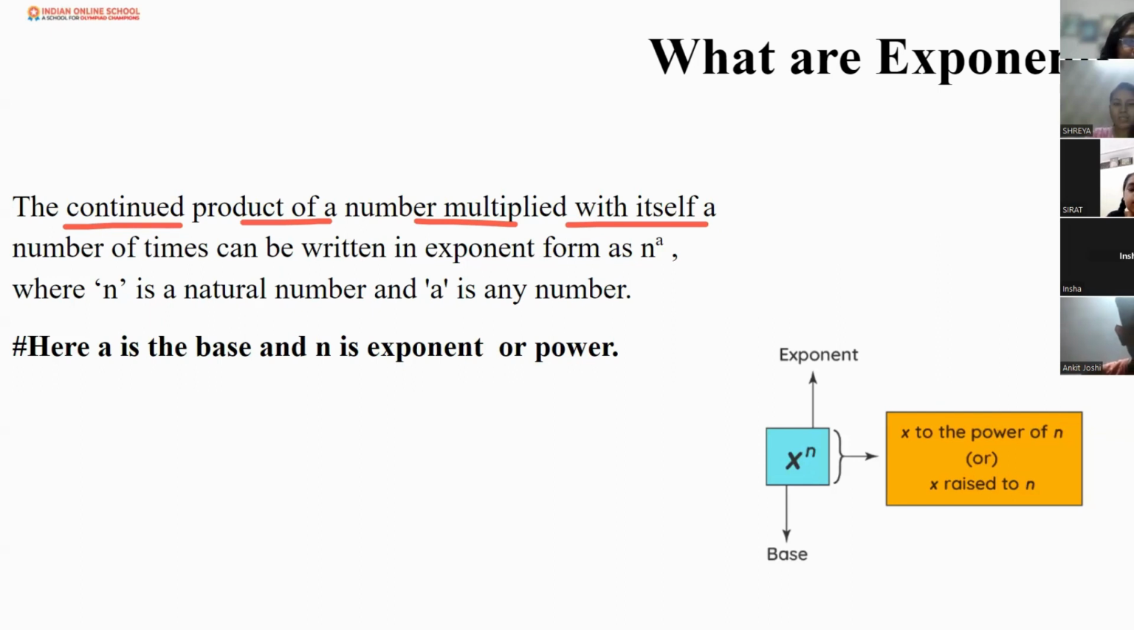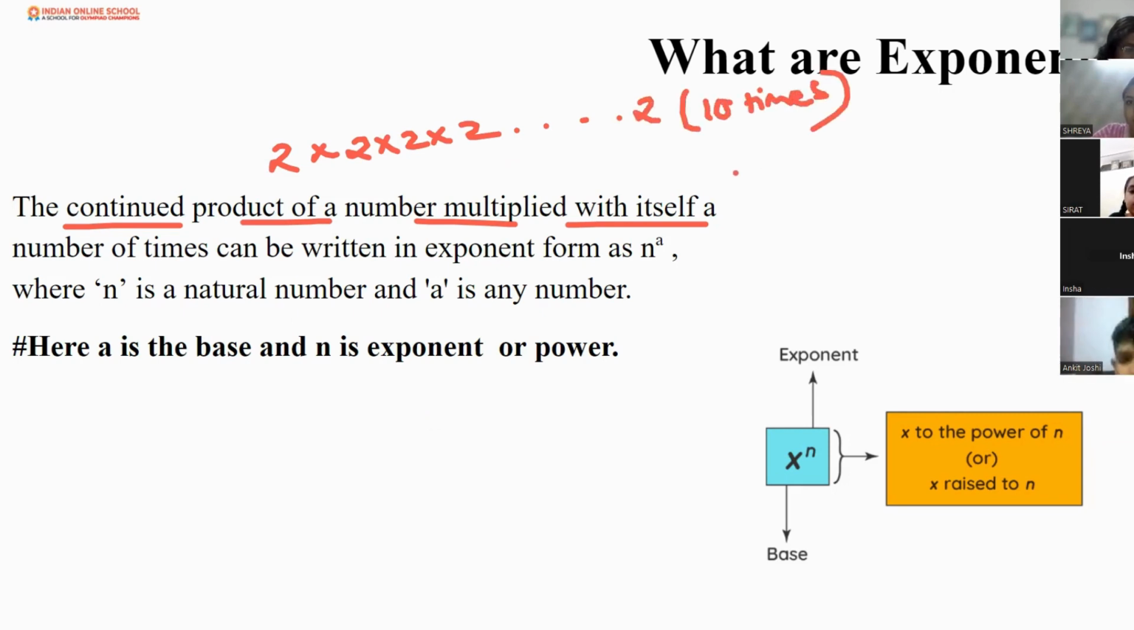What does that mean? Suppose I take any random number, let's say 2, and I keep multiplying 2 to itself, 2 into 2 into 2 into 2 and so on. Suppose I have multiplied it 10 times. How can I write it? 2 to the power 10. This 10 is my exponent or power. So in simple terms, when any particular number is multiplied to itself repeatedly, we can bring exponents into existence there.